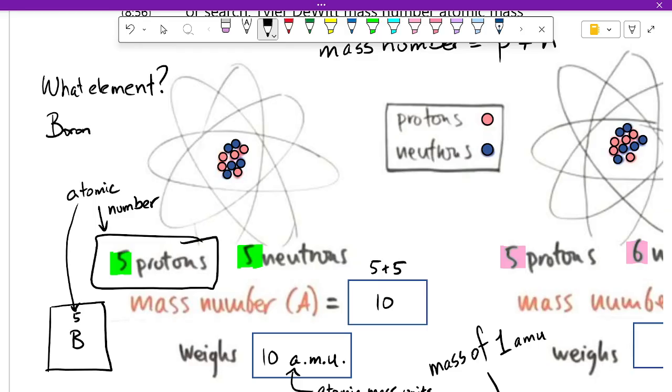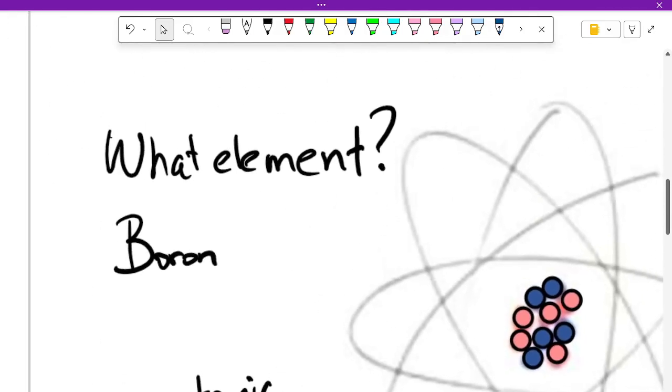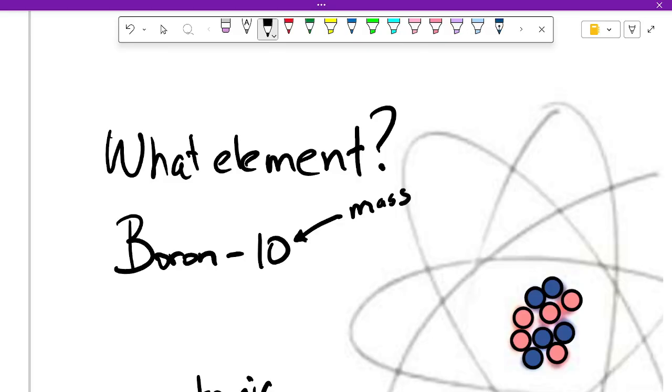Do you remember how to say this is a boron atom with a mass of 10? What would we do to the name boron to say that it has a mass of 10? We put a dash, and then we write 10. That number there, what do we call that number? That's the mass number.